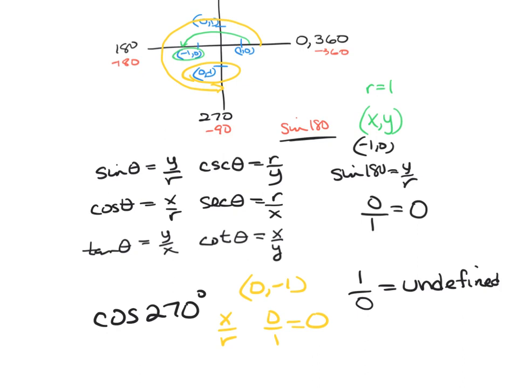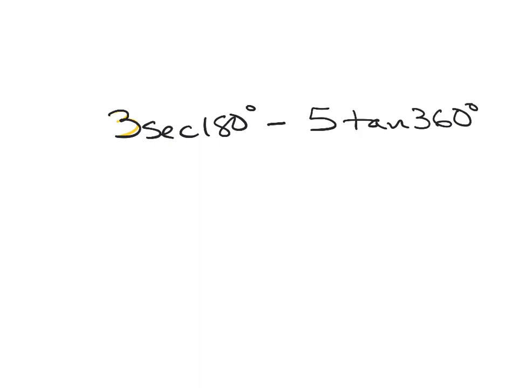So another thing that is not on the study guide, but we did cover it in the notes and in the homework, were types of questions that are going to use these same quadrant angles. If I give you a question that says 3 secant of 180 minus 5 times tangent 360, recall that what you need to do is figure out what secant of 180 is first and tangent of 360, and then go back and plug those in.